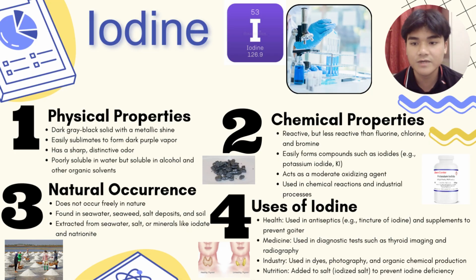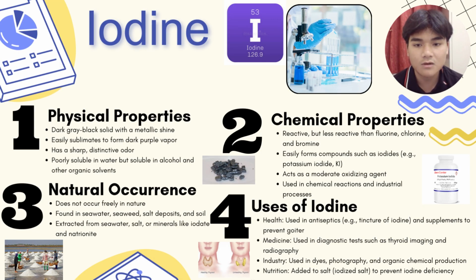For number three, we are looking at natural occurrence. Iodine does not occur freely in nature because it is highly reactive and readily forms stable iodide compounds, which accumulate in seawater, seaweed, salt deposits, and soil, the same as bromine.